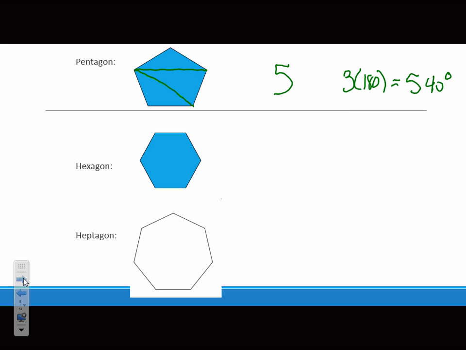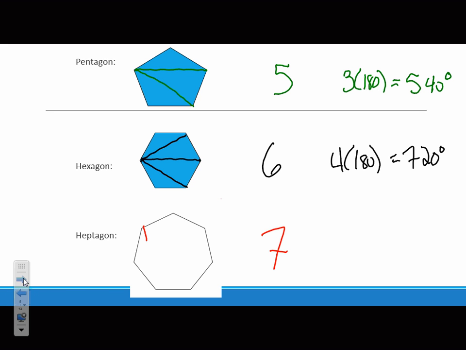So a hexagon here, I have 6 sides. If I make some triangles in here, I can make 1, 2, 3, 4 triangles. So I'm going to take 4 times 180, and I'm going to get 720 degrees. Well, I can keep going. Heptagon, I have 7 sides. How many triangles do I make? I make 1, 2, 3, 4, 5. So I have 5 triangles times 180, which is going to give me 900 degrees inside of there. So my inner angles is 900 degrees.